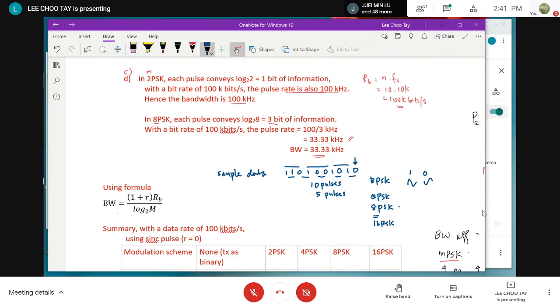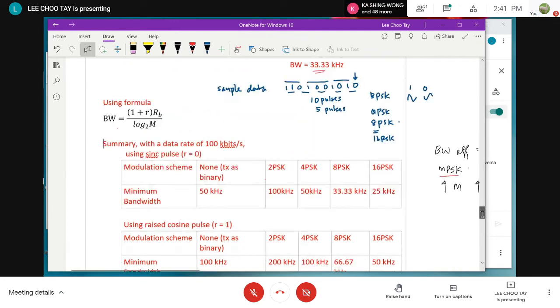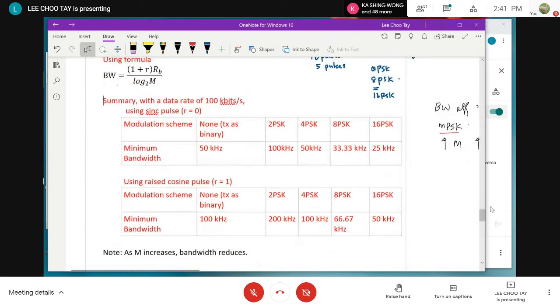So let's analyze, or summarize, our findings from above. If you look at the table, you apply the formula given in the lecture notes. The bandwidth for MPSK is actually (1 plus R) times RB over log 2 M. Now with my data rate, RB equals 100 kilobits per second.